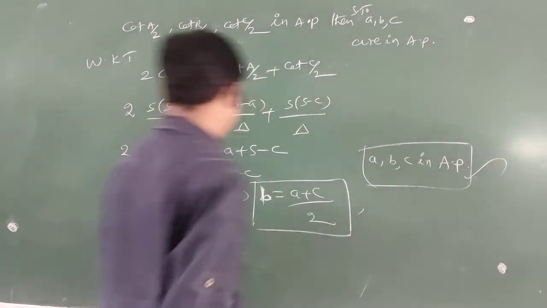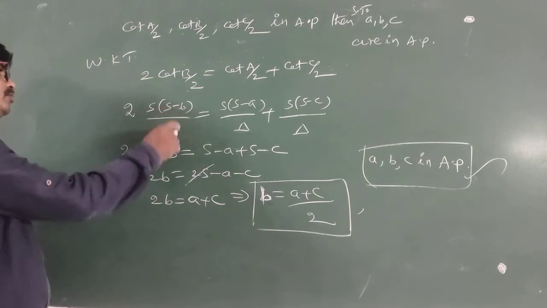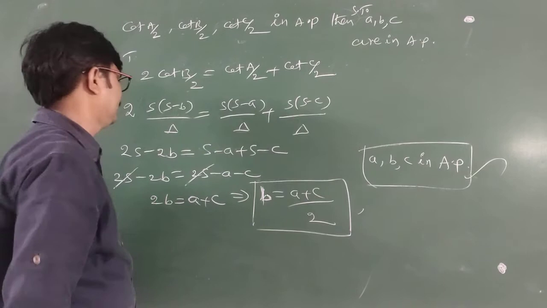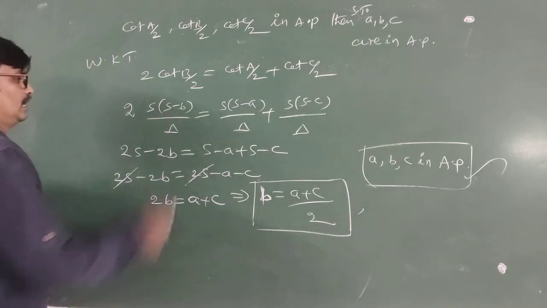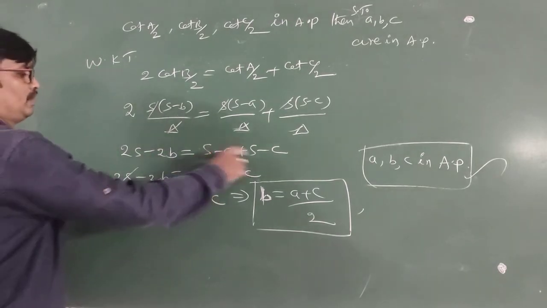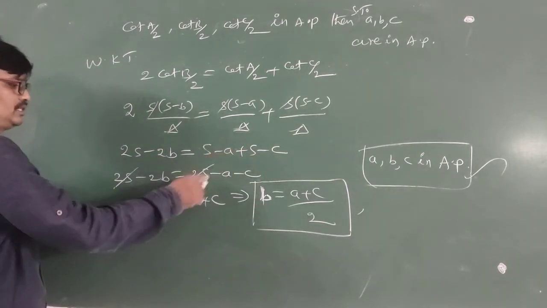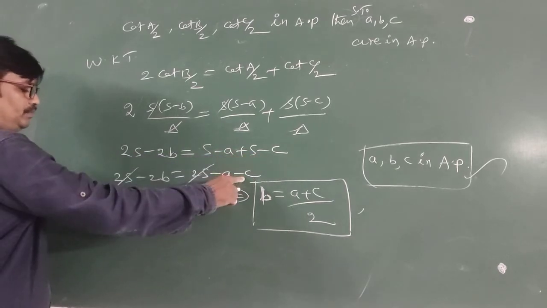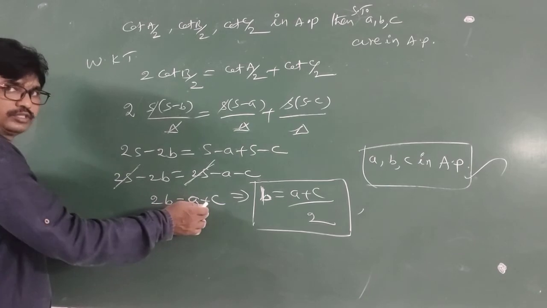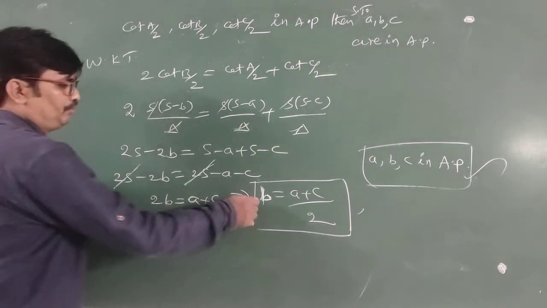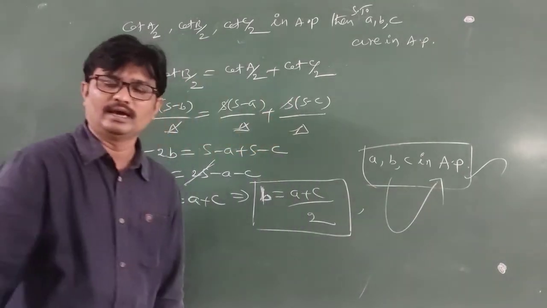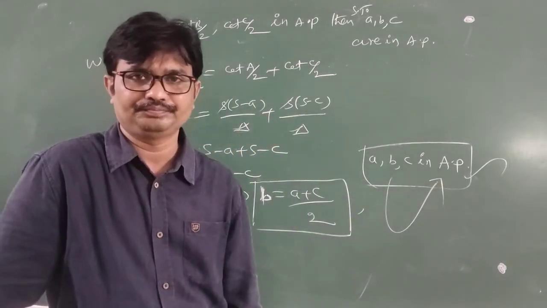Is it clear? So how to write this: S into (S minus B) by delta, S into (S minus A) by delta, S into (S minus C) by delta. So students, S by delta is included in each term. That is 2(S minus B) equals (S minus A) plus (S minus C). S plus S is 2S minus A minus C. Now 2S is cancelled. We multiply with minus on both sides: 2B equals A plus C, B equals (A plus C) by 2. Then you can write A, B, C are in arithmetic progression. Okay.